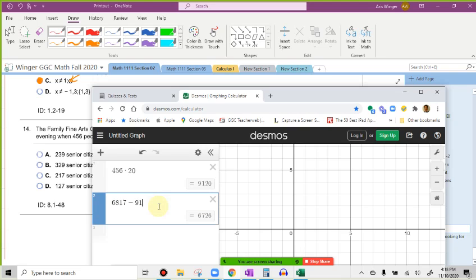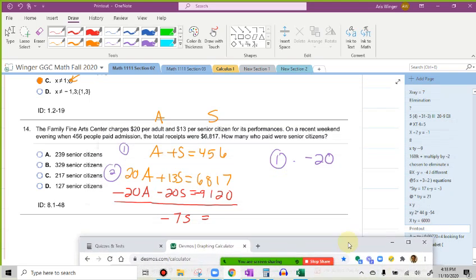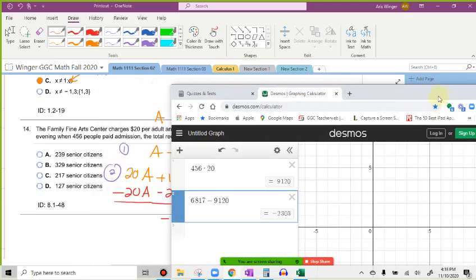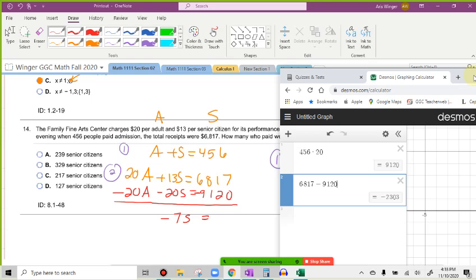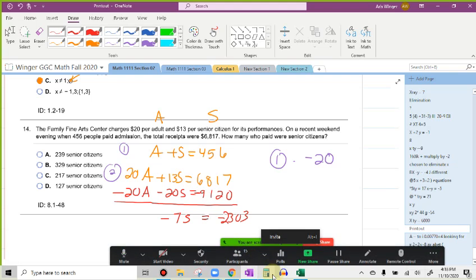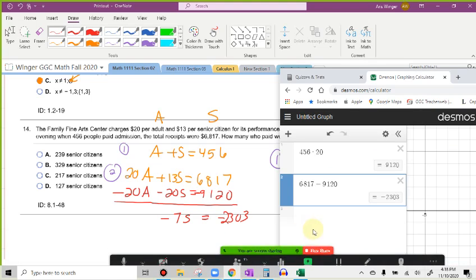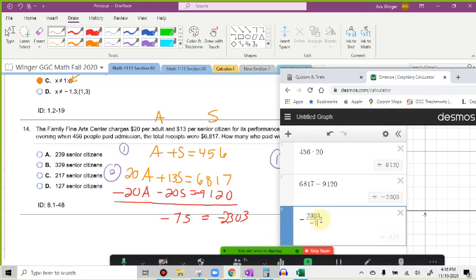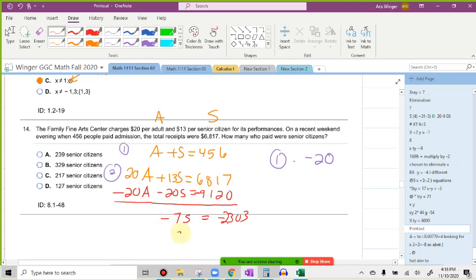Minus 9120. 2303. I want to make sure I'm putting that in right. 6817 minus 9120. Okay, good. Negative 2303. And then we'll divide by negative 7. 329.